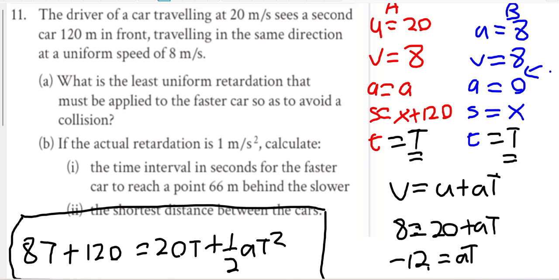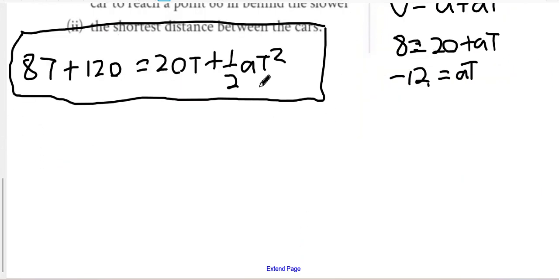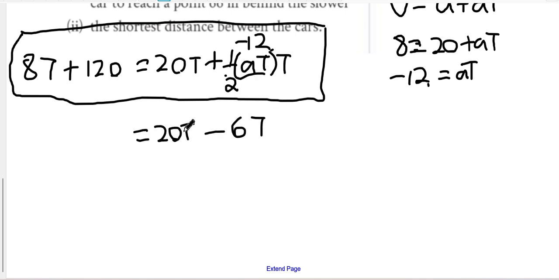I suppose I'm going to do it my lazy way again. What was the lazy way I did it last time? What did I do to AT squared last time? I turned it into AT multiplied by T. It's the same thing as AT squared, isn't it? And what can I replace AT with? Minus 12. What's half of minus 12? Minus 6t, yeah? And now we have it.